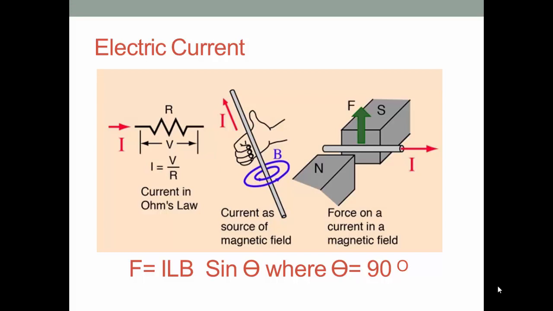Electric current. This diagram shows electric current flowing through a resistor on which a voltage V is applied. So Ohm's law says that I is equal to V over R, as you can see in the first diagram. The second diagram is the right hand rule.